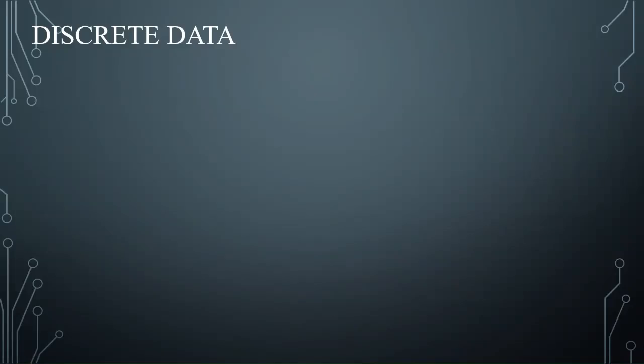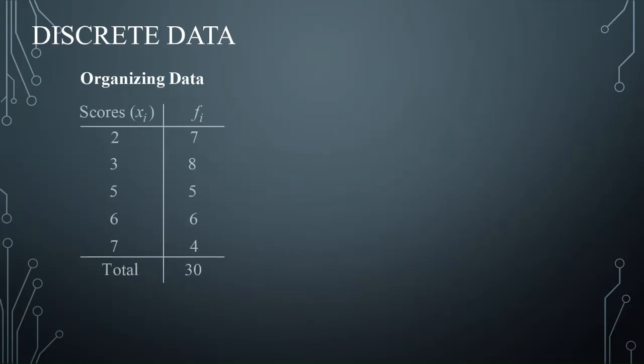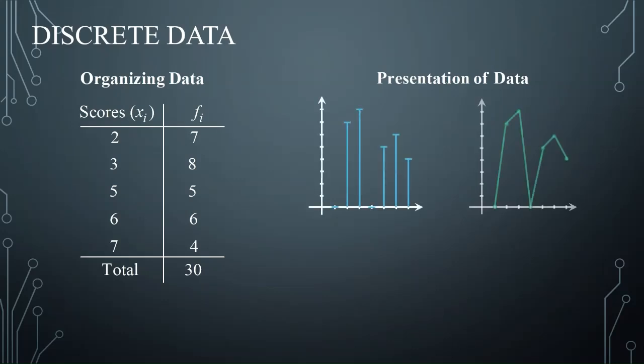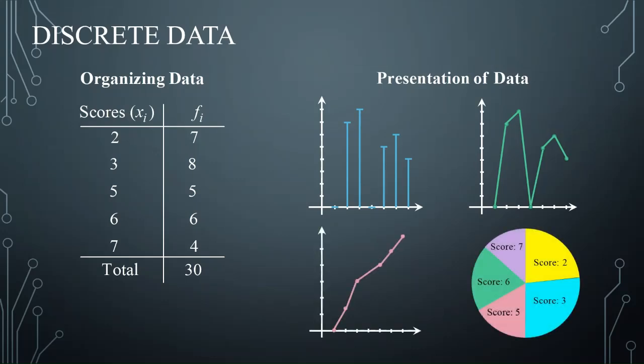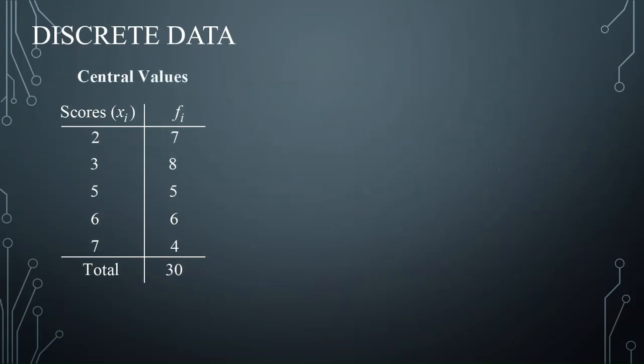In a previous lesson, we've seen that to organize data collected, we use a frequency table. Then to present the data collected, we can use, for discrete data, a bar graph, a frequency line graph, an increasing line graph, and a pie chart. So in this lesson, we are going to use the exact same example to calculate central values of discrete data and what they mean for the dataset.